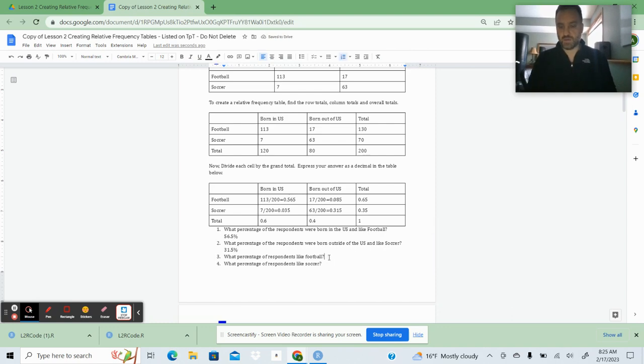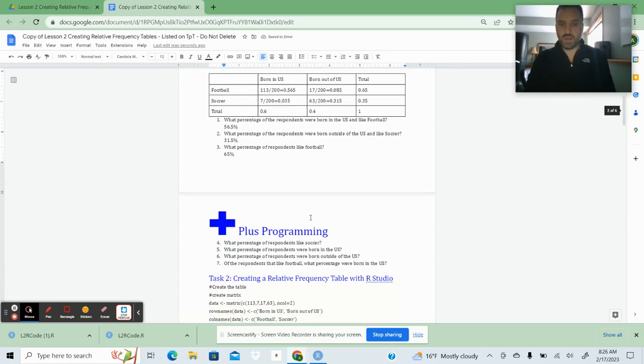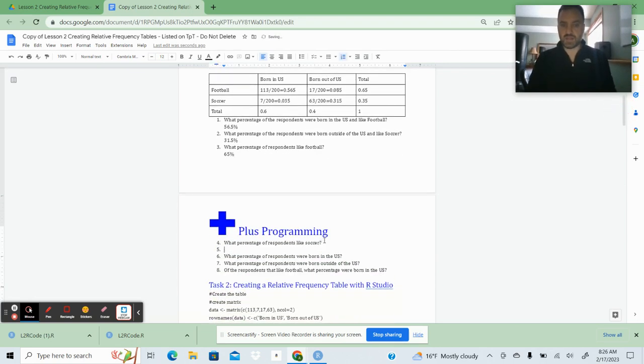Here, what percent of the respondents like football? Well, we look over here in the football column, move it 2 spots, and it's 65%. Here, what percent of the respondents like soccer? So here's soccer, move it 2 spots, and that is 35%.